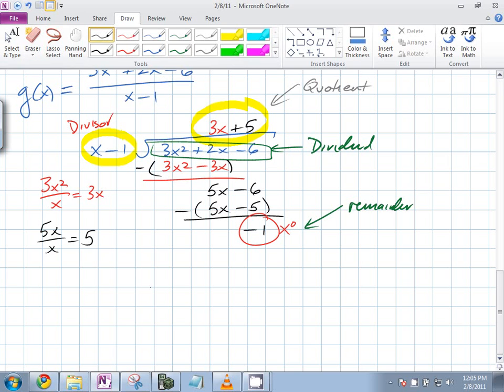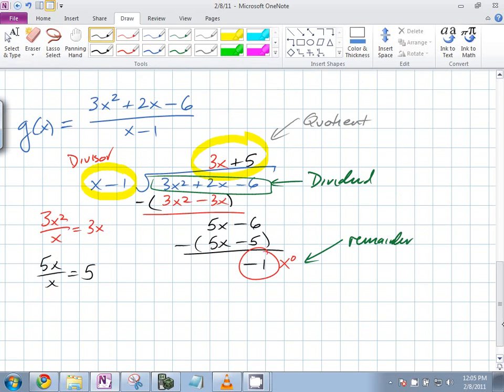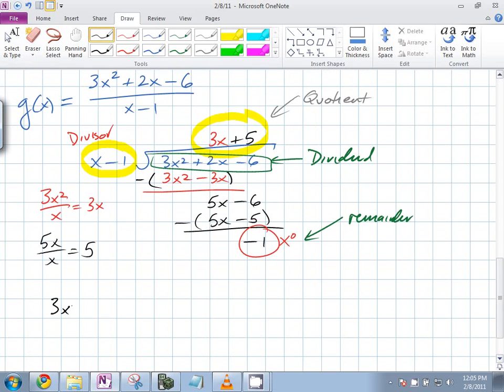Divisor times quotient. Yeah, well, actually, let me write one thing out. We just figured out that 3x squared plus 2x minus 6 over x minus 1 is equal to what? 3x plus 5 plus negative 1 over x minus 1.